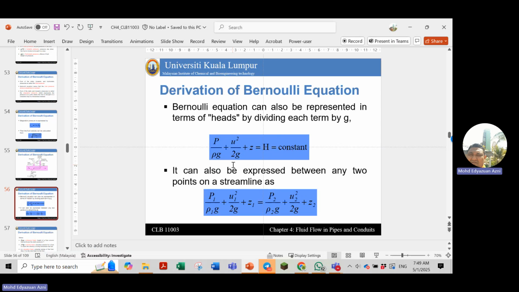Okay, so this is the end of the lecture for chapter 4, part 2, on fluid flow in pipes and conduits. I hope that you will try to do your tutorials, and it will help you to do well in the test and also in the final. Okay, so that's all for chapter number 4, part 2. Thank you. Assalamualaikum.